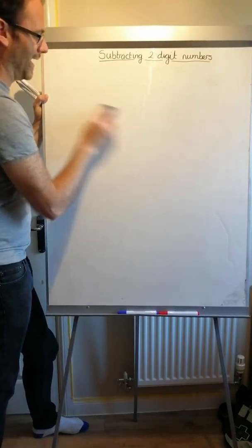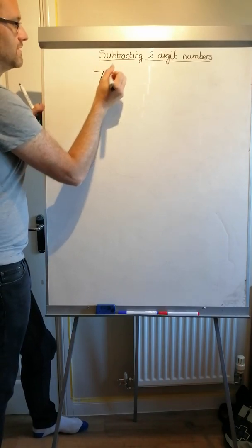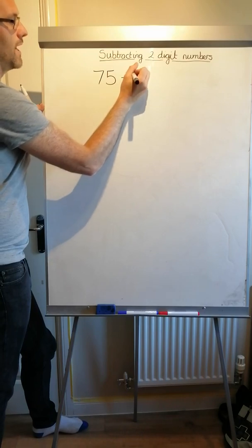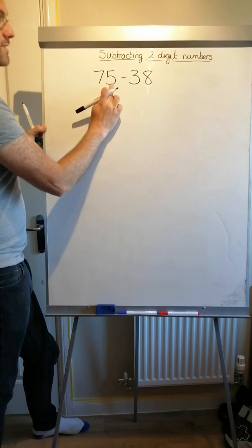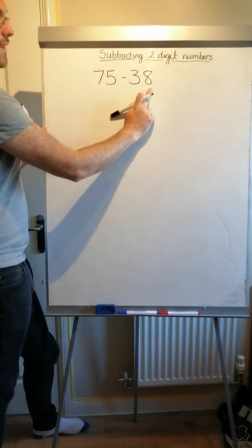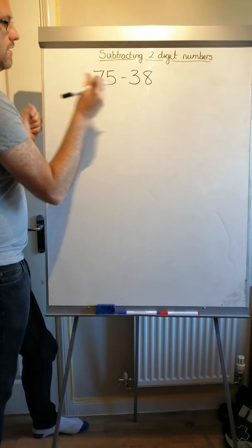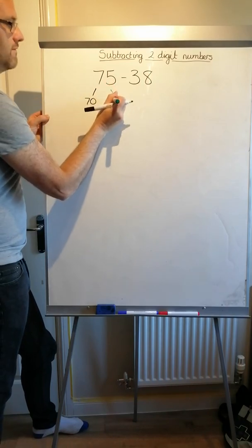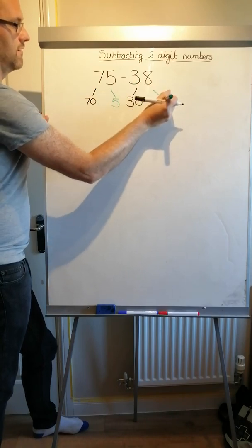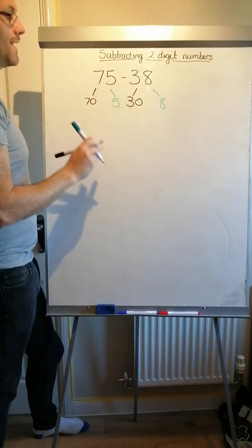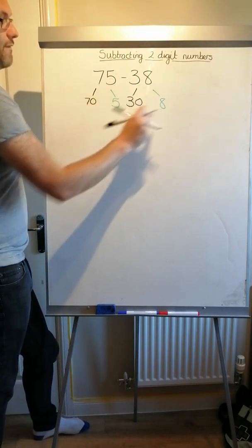So let's try something a little bit bigger. And then we'll move on to the column method. So let's try something like 75, take away 38. Okay, so again, we know we're going to have to change this number because 5 there is smaller than the 8 there. So let's just do it as normal. 70 and 5 and 30 and 8. Okay, hopefully you should all know by now how I've got those numbers. 7 tens is 70, 3 tens is 30, and then the 5 and the 8 stay the same.